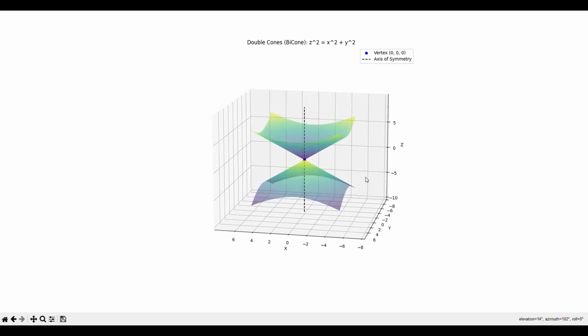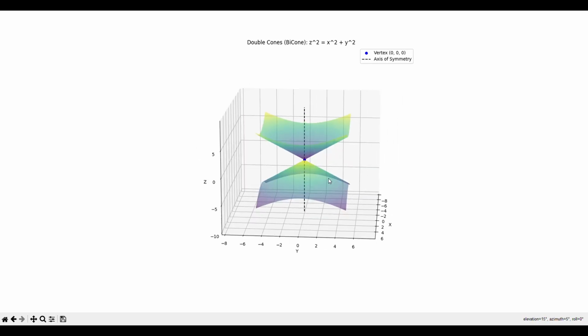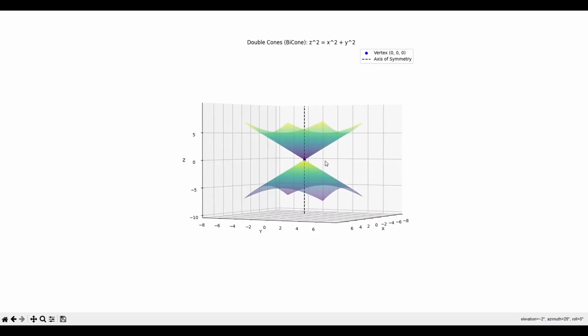The equation of a double cone is z squared equals a x squared plus b y squared, where a and b are constants. So the quadratic equation for its simplest form will be z squared equals x squared plus y squared. The double cone consists of two symmetrical opposite-facing cones joined at their vertices. It resembles an hourglass shape. The vertical cross-sections of a double cone are hyperbolas, while the horizontal cross-sections are ellipses.